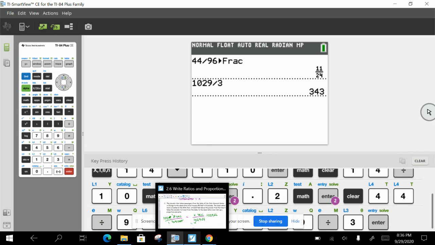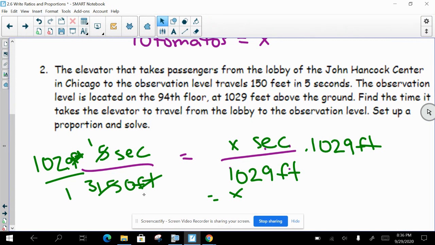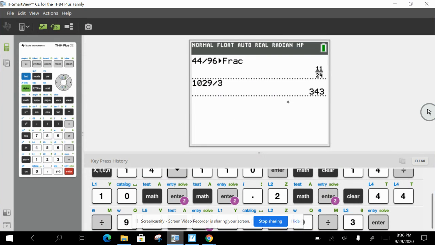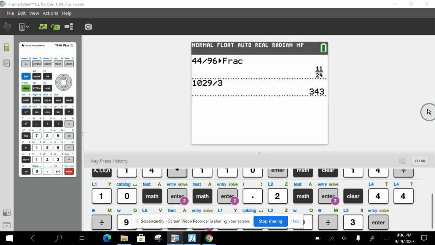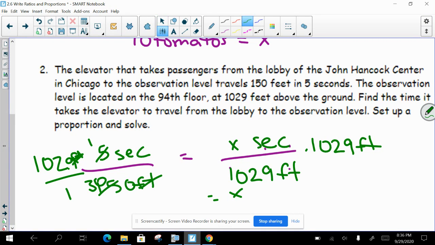Actually, guys, I think I did something wrong. Let's see. There's a 0 here, not just 15. So this is supposed to be 30. Okay. So back to the drawing board. 1,029 divided by 30, not 3. Which actually you can do it in your calculator, but it just moves the decimal point over. So it's going to be 34.3. All right. So 34.3 seconds.